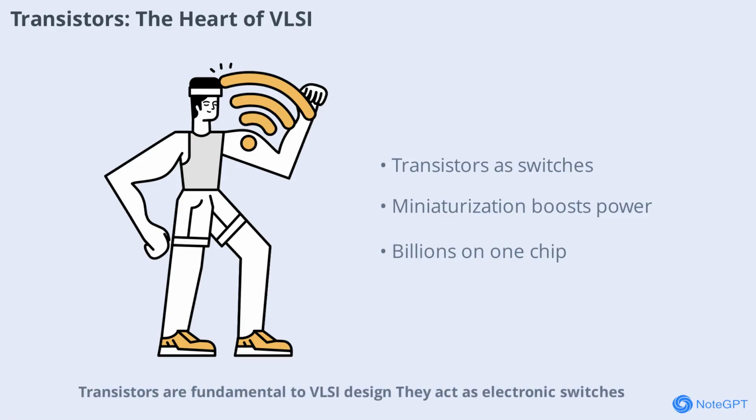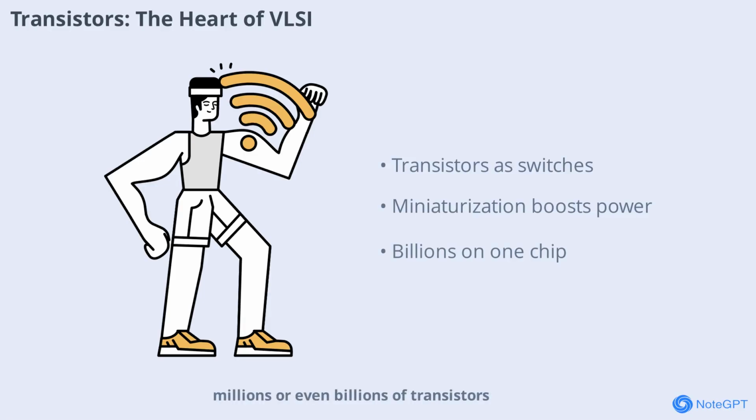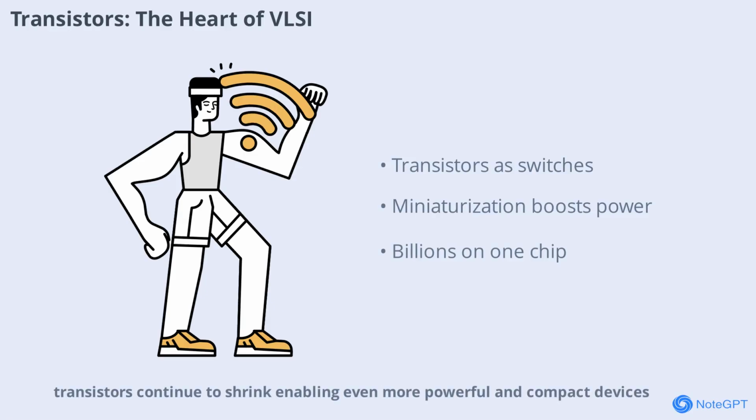Transistors are fundamental to VLSI design. They act as electronic switches, controlling the flow of current in a circuit. In VLSI chips, millions or even billions of transistors are packed together to perform complex operations. The miniaturization of transistors has allowed for greater processing power and efficiency. As technology advances, transistors continue to shrink, enabling even more powerful and compact devices. Understanding transistors is key to grasping how VLSI chips function.